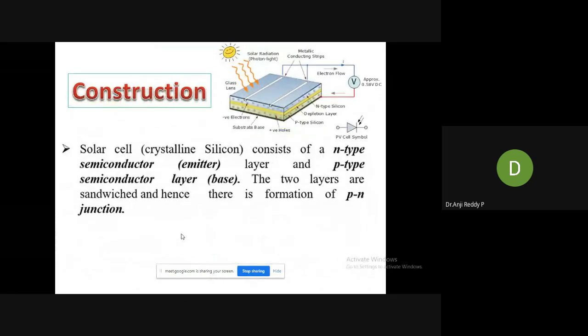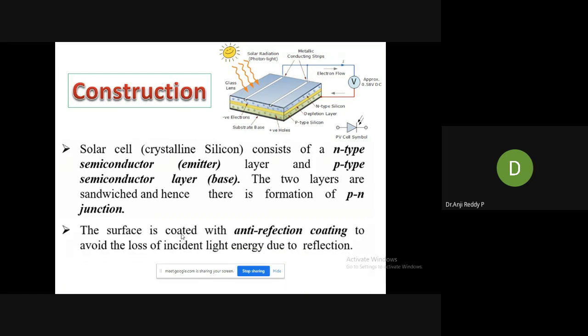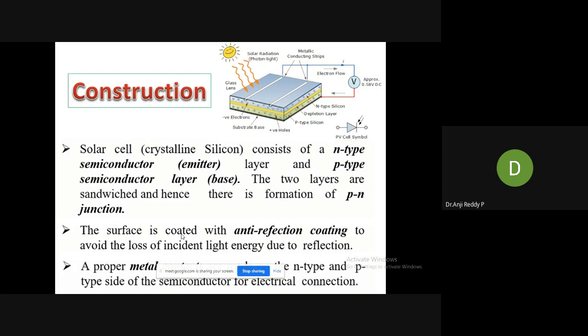In construction we use an N-type semiconductor layer that we call the emitter and a P-type semiconductor layer that we call the base. Then how can we minimize the loss due to reflection? By using an anti-reflection coating, we can minimize the losses due to reflection. And proper metal contacts are there.